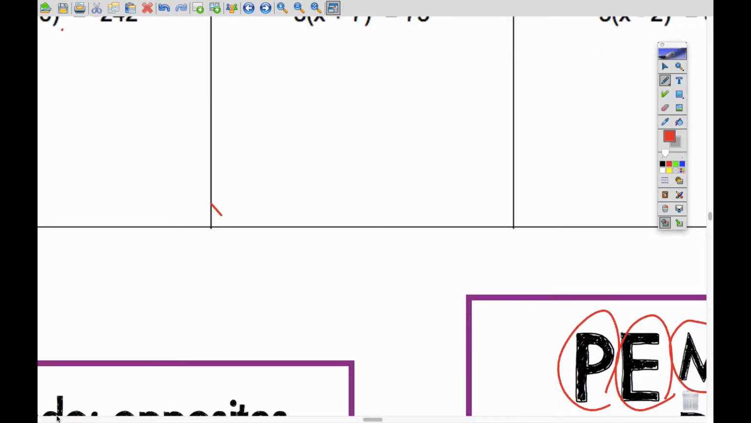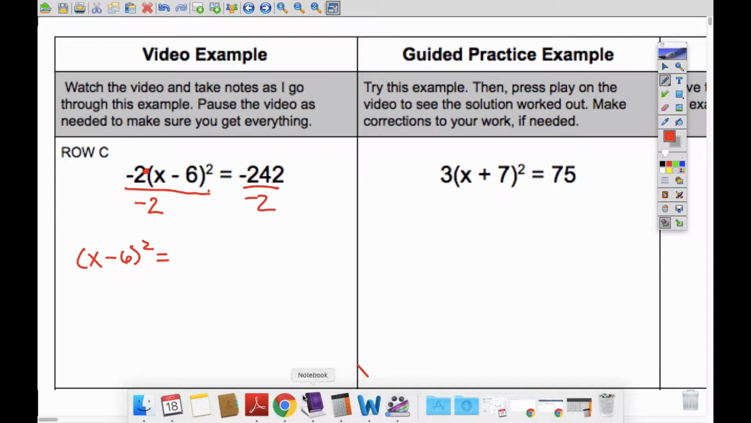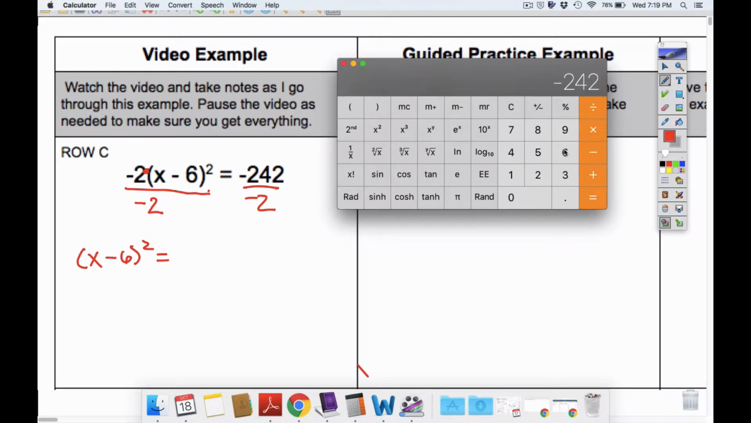So I'm going to go ahead and zoom in. To undo that multiplication of -2, I need to do the opposite, and I need to divide by -2. Remember, you divide by the same thing because -2 divided by -2 is 1. So that will cancel out. And then over here, I'm going to divide by -2 as well. So then what I have left is (x minus 6) squared is equal to, and I'm just going to do this on my calculator, -242 divided by -2 is a positive 121.